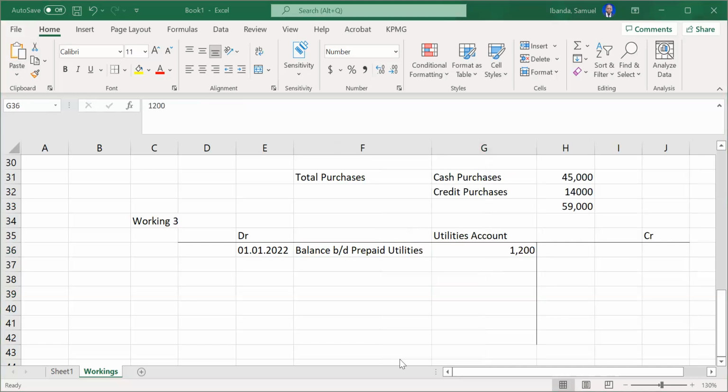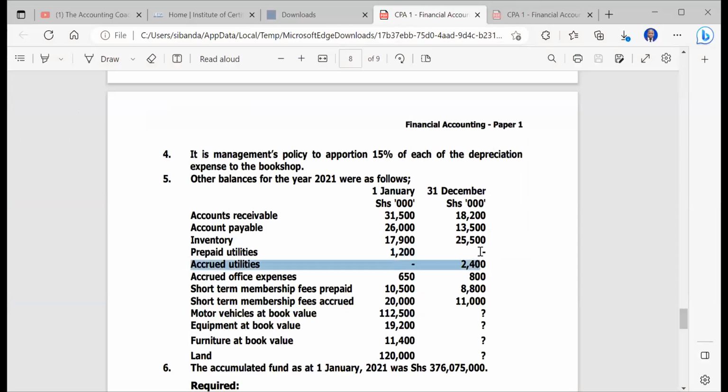Okay. I hope that you are following. After I have done that, if I had a balance here, this is a dash. If I had the value here, I would put it on the credit side. But since I don't have, I'll move to the next one. Now, accrued utilities.